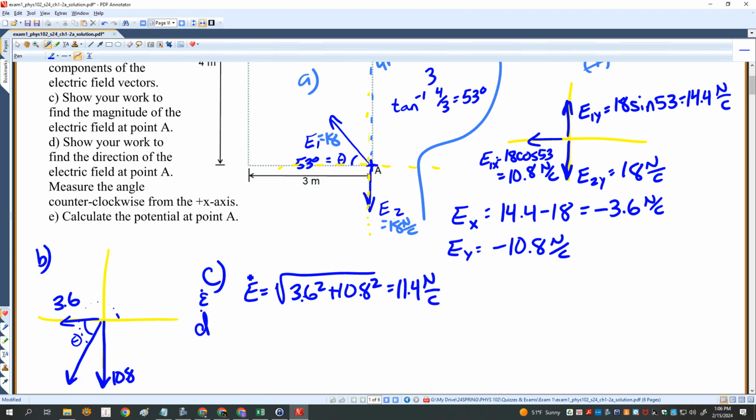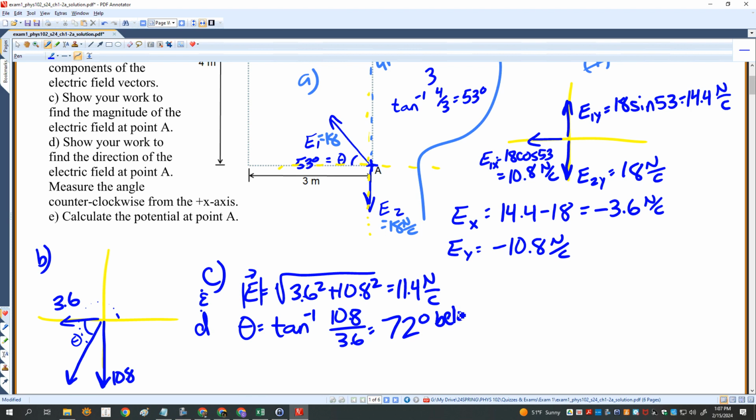And then that's the magnitude of the electric field. And then the angle theta is the inverse tan of 10.8 over 3.6, which would be 72 degrees, or 71.6 degrees. Sorry, I'm being a little shoddy with my sig figs.